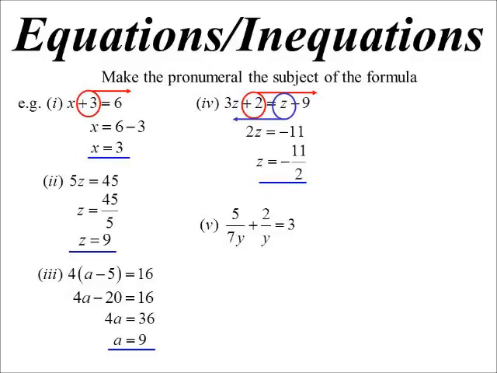Oh, pronumeral in the bottom of the fraction. Well, to get rid of the fractions, we multiply everything, of course, by the lowest common denominator, in this case 7y, and then we can tidy that one up and get our answer.